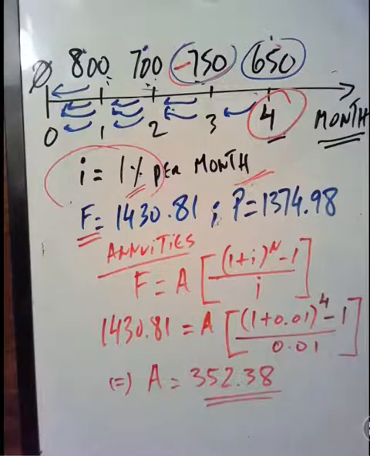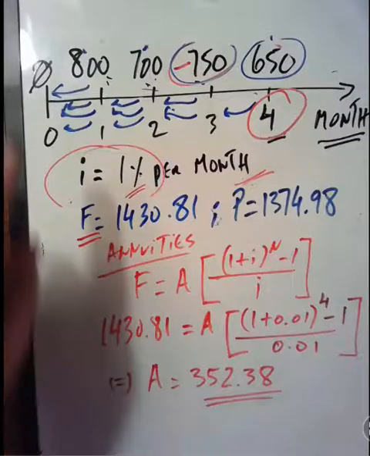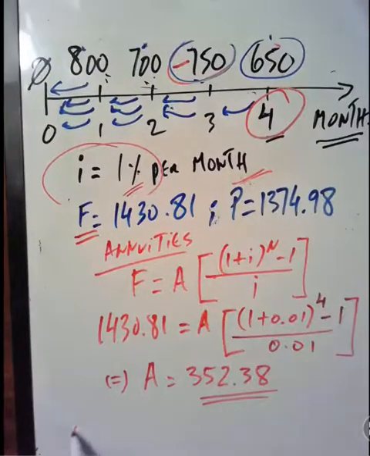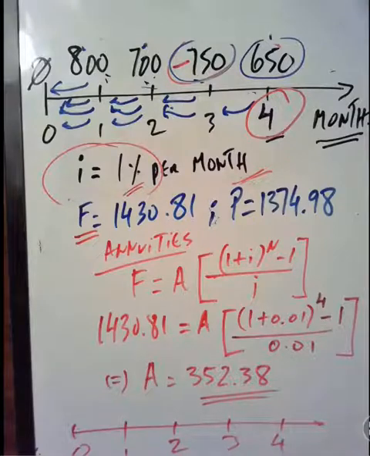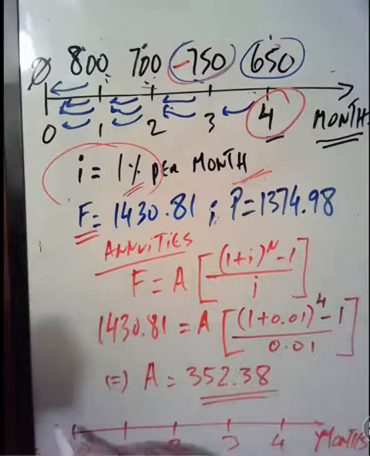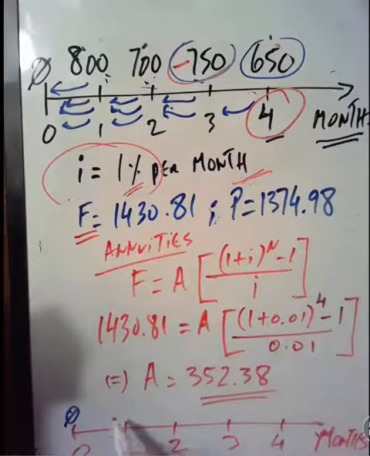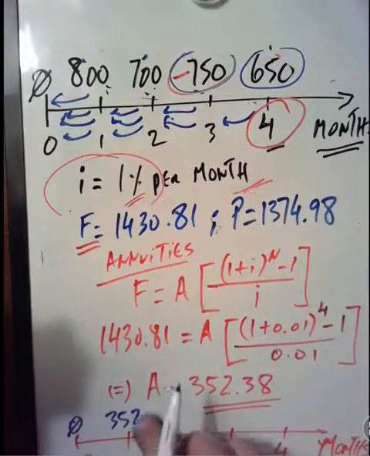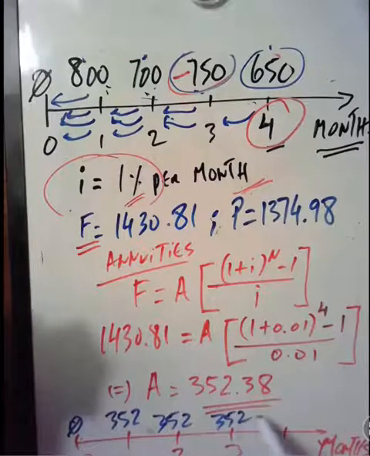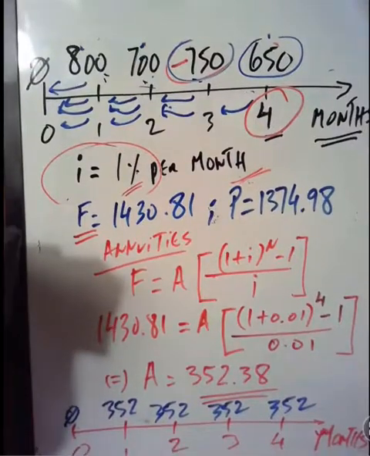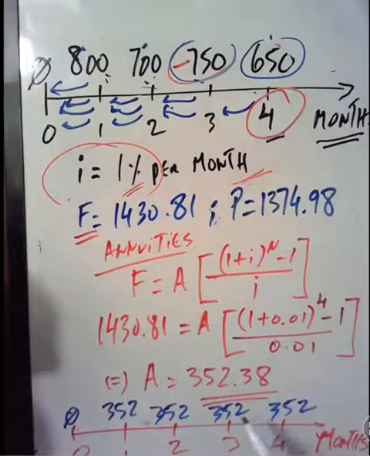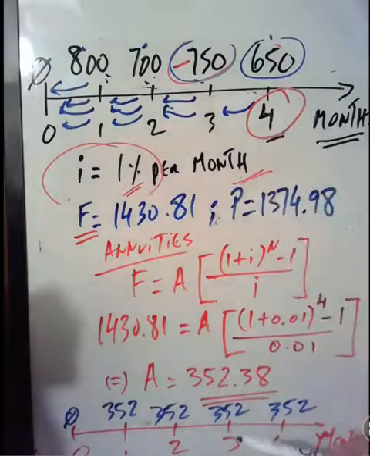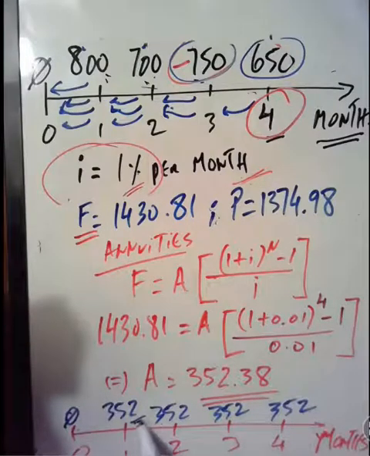Okay. What this is basically saying is that, having this timeline from 0 to 4, and this is months, what this formula just told us is that collecting $352, let's round to .38, otherwise it won't fit, approximately $352 per month has the same future value as having these cash flows per month. The difference is that these are uniform, constant.